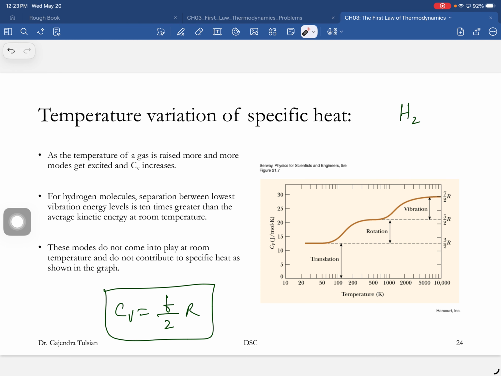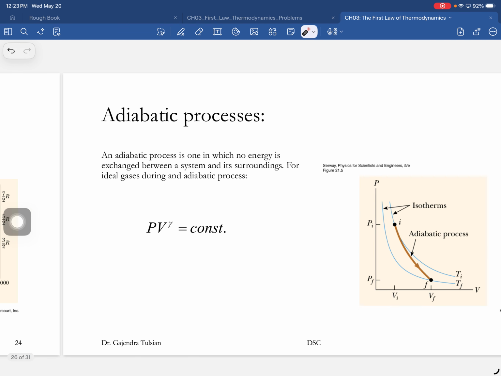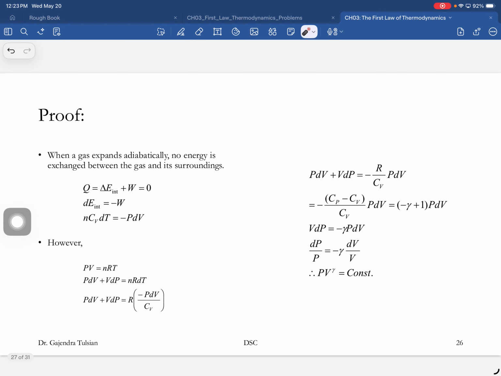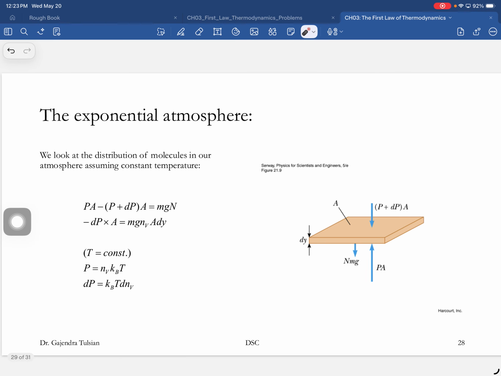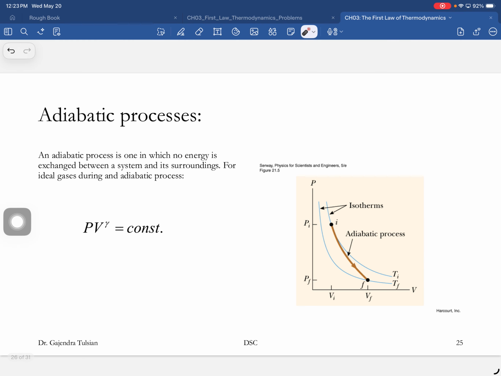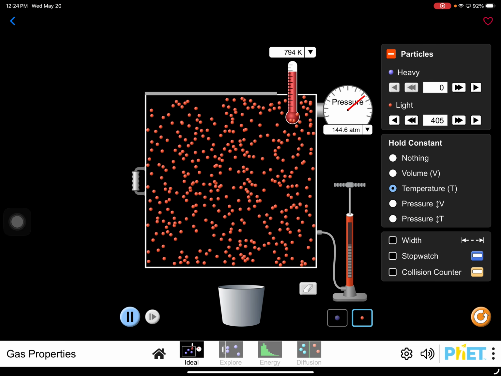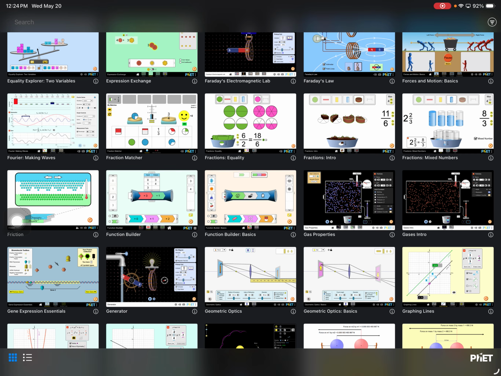The exponential law of molecular distribution can be generalized. Thus, the number density of molecules having energy E is given by that. This equation is known as Boltzmann's distribution law. The probability of finding a molecule in a particular energy state varies exponentially as the negative of the energy divided by kT. So this is important.